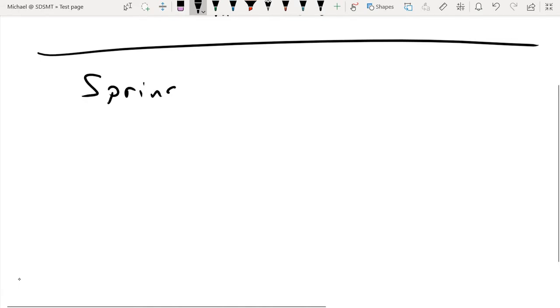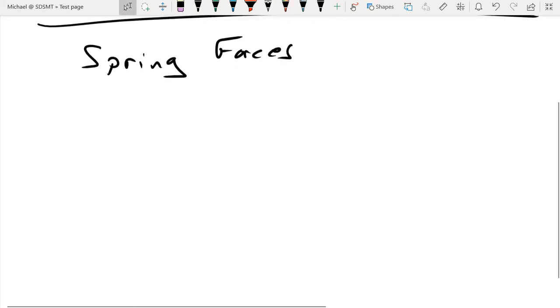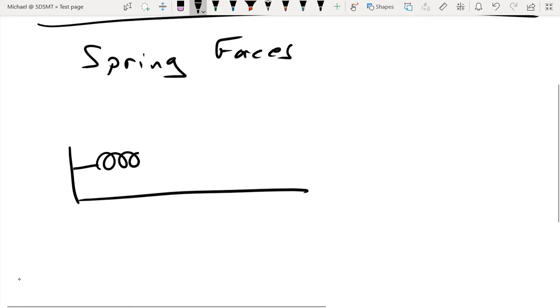So we're going to talk about spring forces, how they work, and ultimately what kind of work they're going to do. So we're going to draw ourselves a spring that is anchored to a wall. So here I have a spring, and I've got it anchored to the wall on the left, and then I'm going to attach a small plate to the end of the spring.